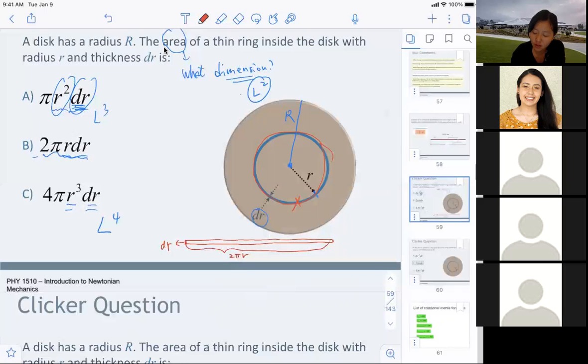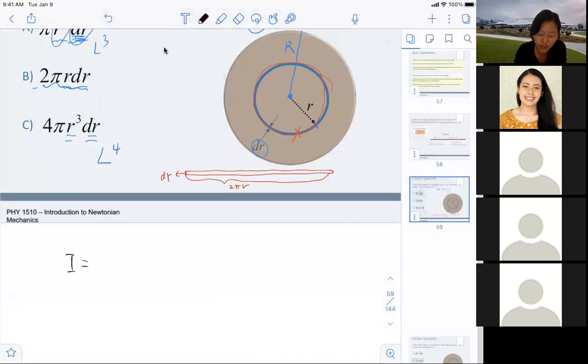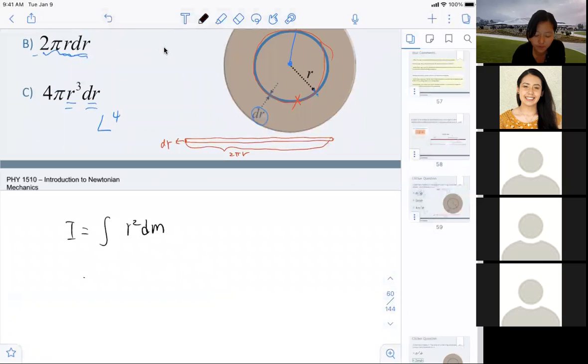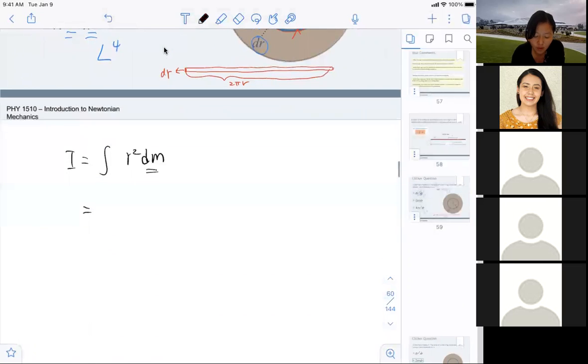Let's do that. Okay, so we said I is r squared dm. This is our generic formula. For dm of this thin ring, the area is what we have just derived, right? So that tells me what the dm is. dm will be the mass density times this area.